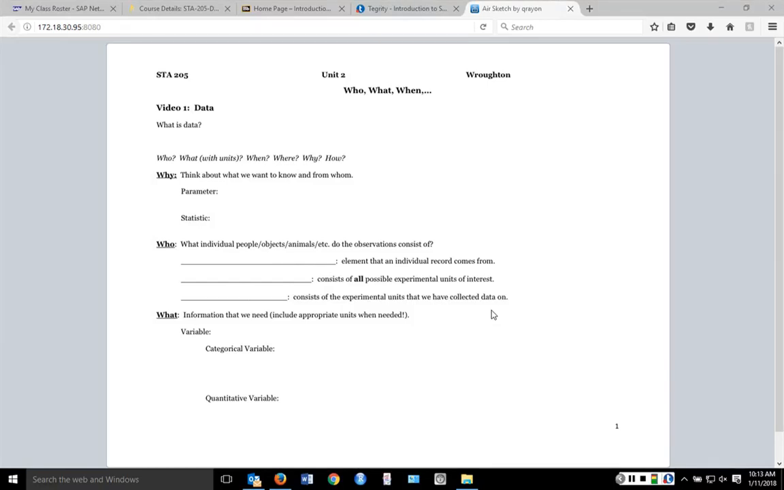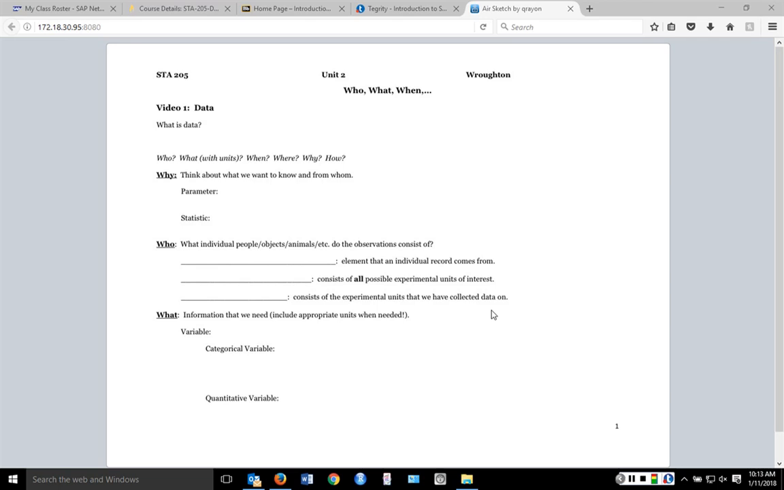Alright, so in this unit, we're going to first talk about looking at who, what, when. In a sense, this is the different definitions, getting some terminology down, and talking a little bit about how sampling is actually done. So our first video in this unit is going to be talking about data.